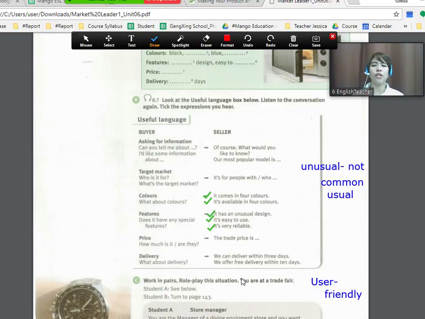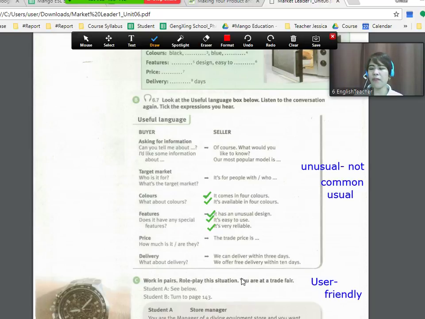Now let's try to move on to the last part of the useful language. Okay, delivery. So the question was, what about delivery? So the possible answers for this are, number 1, we can deliver within 3 days. And number 2, we can offer free delivery within 10 days.